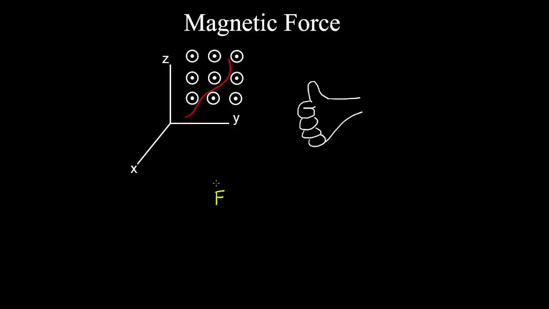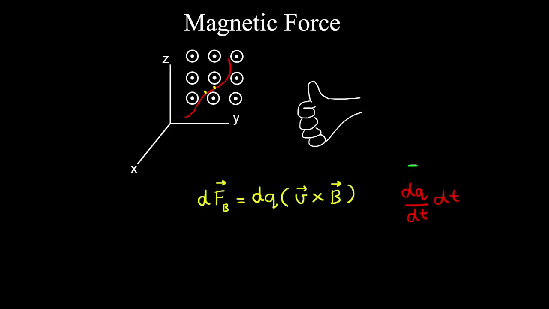Recall that the magnetic force acting on a charge which is traveling at some velocity in a magnetic field is Q by the velocity cross B. Now suppose we have a wire in a magnetic field, then a differential charge on that wire will experience a differential magnetic force. And again, if we take dq on dt by dt, then we get the current multiplied by v dt.